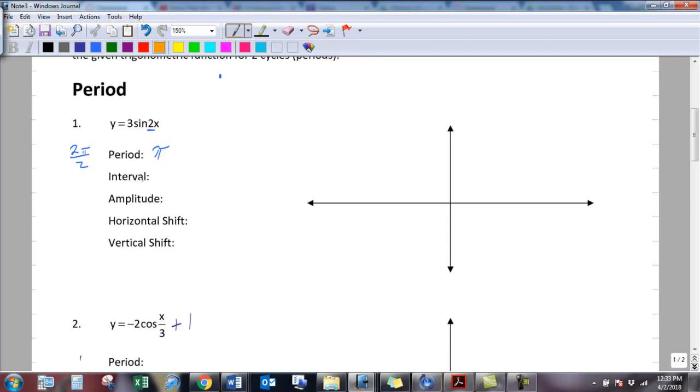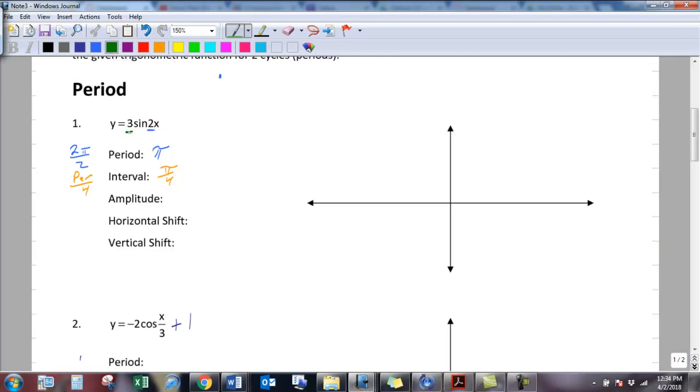The interval, this is a new thing too. Up until today, the period was 2 pi and the interval was pi halves. The way that we're going to find the interval, and I think we mentioned this briefly on the first day, is period divided by 4. There's 4 tick marks that we make on these lines, right? So period divided by 4, so in this case, pi divided by 4 is pi fourths. We'll come back to more about that in a minute.